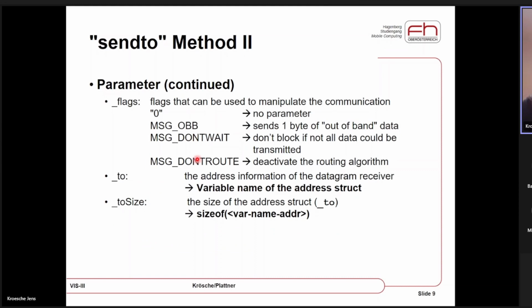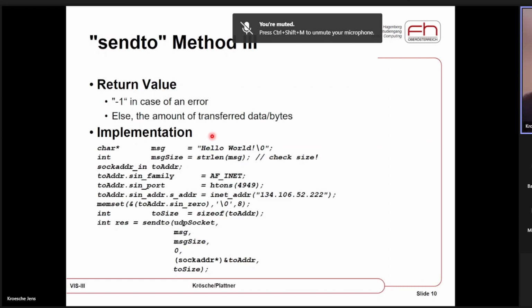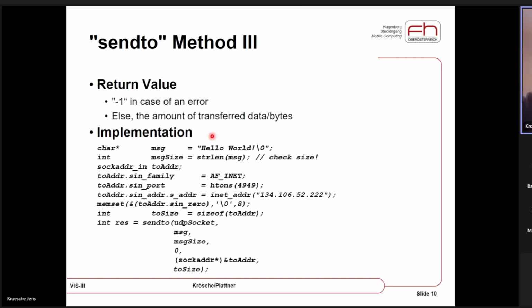Correct. So again, some flags we could use, but perhaps not in this exercise. And of course, there are tons of other flags that can be used on a socket if you want to. Again, you have to check the return value. So -1 if something went south, and otherwise the amount of transferred data in bytes. Again, in our exercise, we typically don't need to communicate more bytes than we can get out in one chunk.